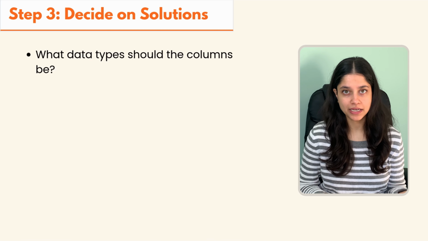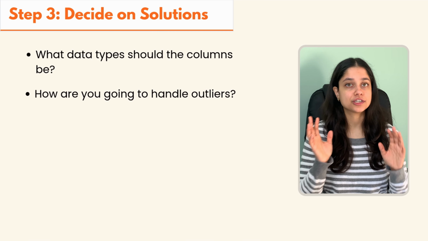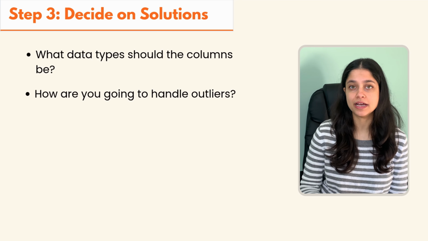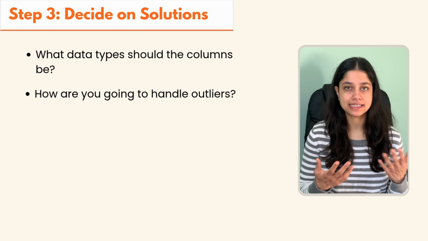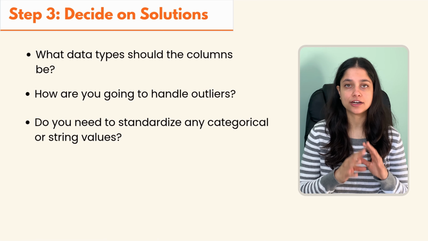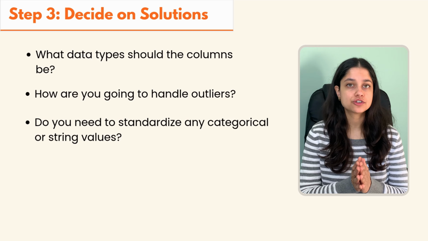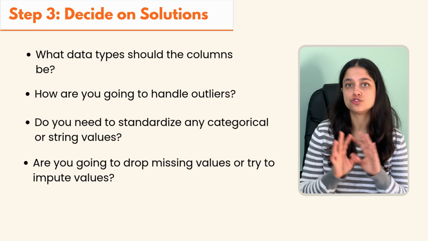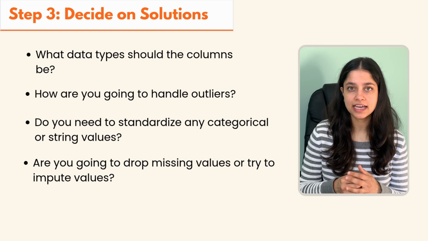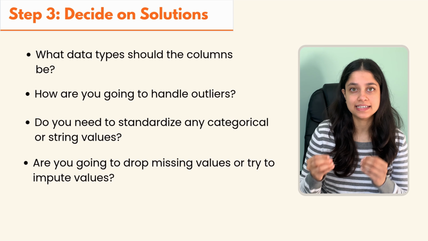Second, how are you going to handle any unusual numeric values like outliers? Are you going to drop them out or are you going to keep them? Again, the decision here really depends on your use case and why you may be seeing unusual values. Next, you need to standardize any of your categorical or your text values. When it comes to the missing values, are you going to try to impute them or are you going to drop them out entirely? This is actually a pretty big topic in data cleaning, and the answer to this question really varies based on why the data is missing.